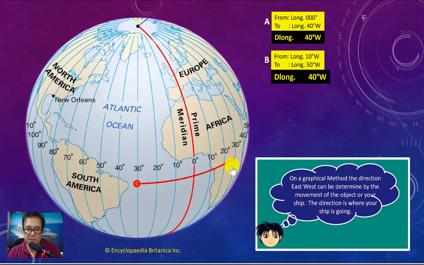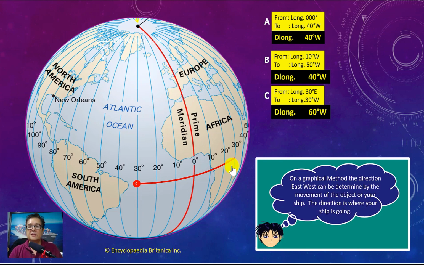Observe. In this case, it is different. It crosses the prime meridian, but it is still the same. You will count 10, 20, 30, 40, 50, 60. 60 degrees is the distance from point A to point B. The direction is west because it is going west. Let's go to ship D.